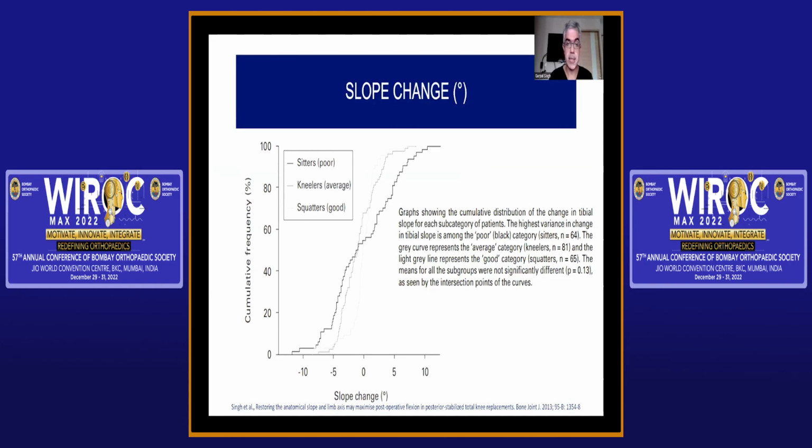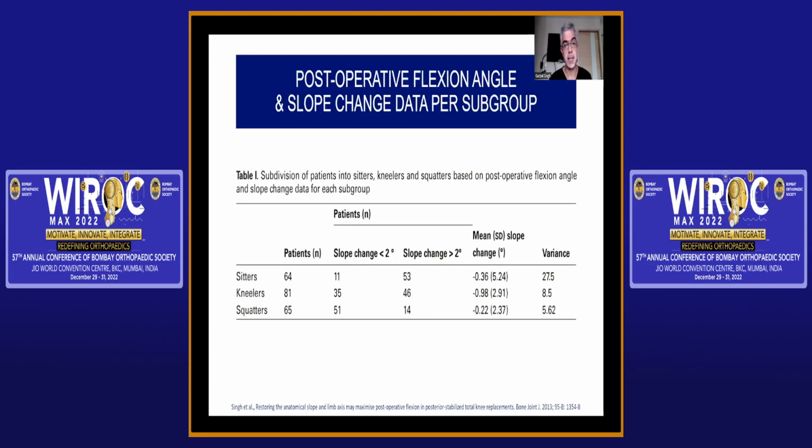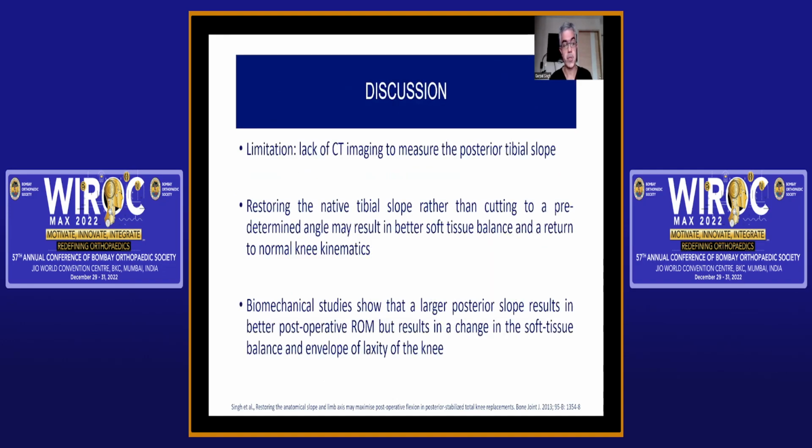The graphs all intersect at a similar point, representing the mean, which was pretty much the same for these groups. This again shows it graphically: the frequency distribution of change in tibial slope among squatters, kneelers, and sitters. Sitters show the highest spread. So again, this is showing it numerically, because one of the limitations in the study was lack of CT imaging to measure the posterior tibial slope.